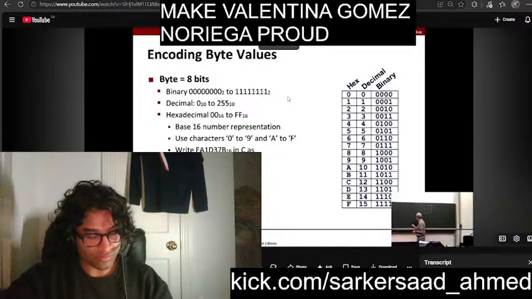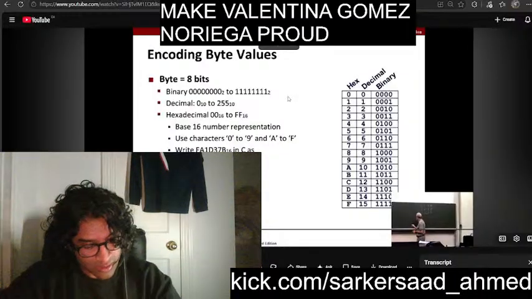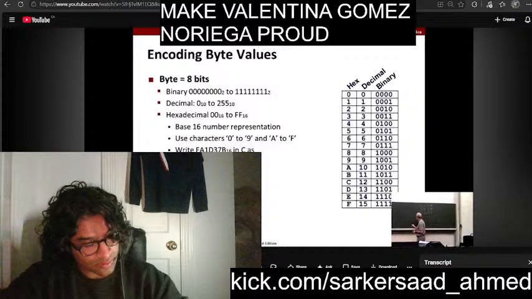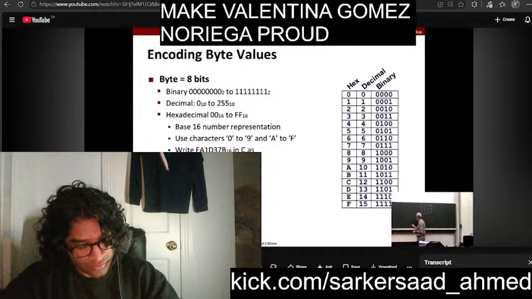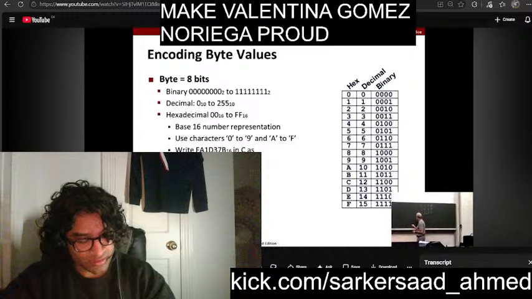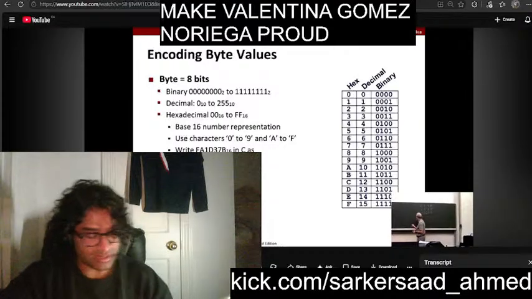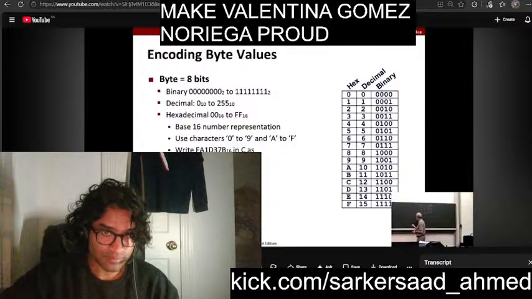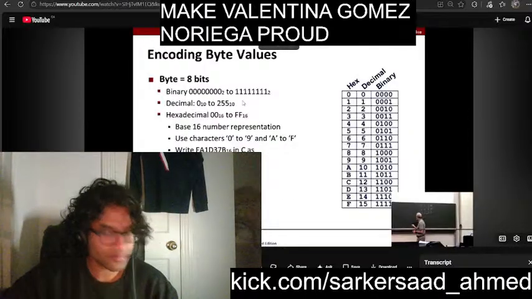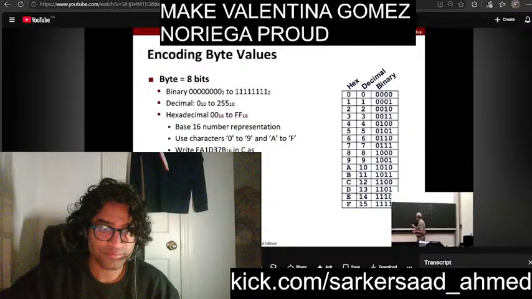So if I write 0.5213, then this is 2 to the power minus 1, 2 to the power minus 2, 2 to the power minus 3, and 2 to the power minus 4. Right, makes sense.